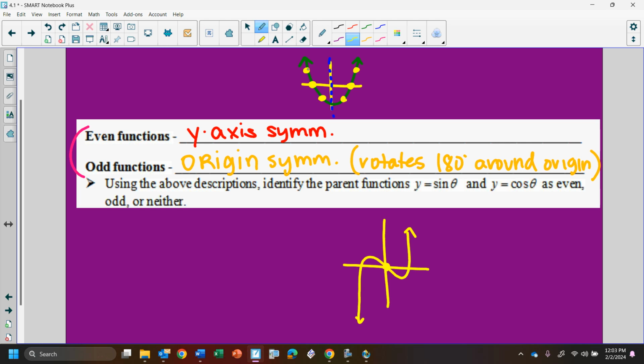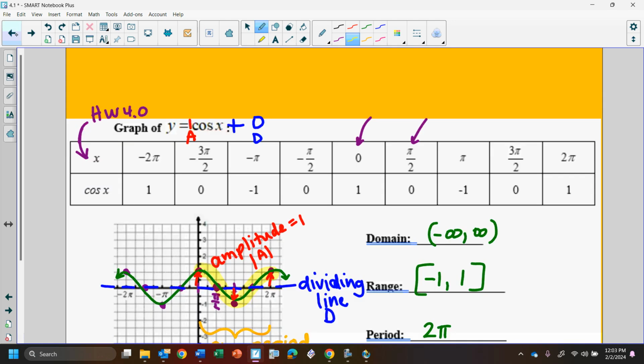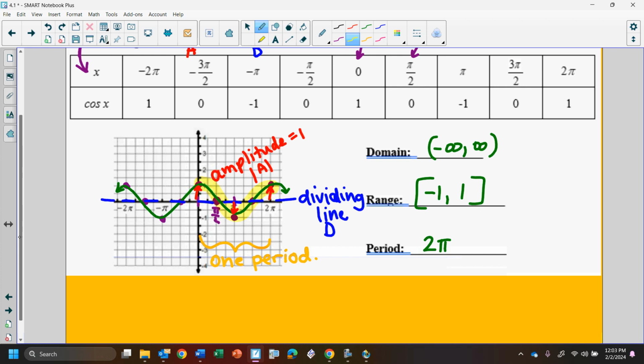What are we thinking? Sine's odd, cosine's even. I think sine is odd and cosine's even. Let's start with cosine. Even's usually easier for me to see. So even means I fold it along the y-axis. Does this point mirror over to that point? And this one mirrors over to this one. They're the same distance left and right? Yes, good. This is an even function.